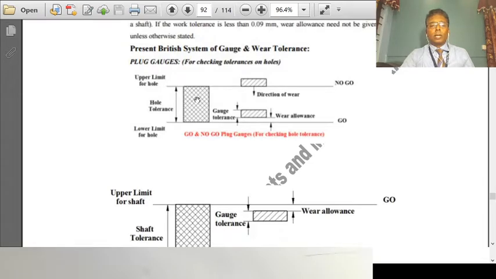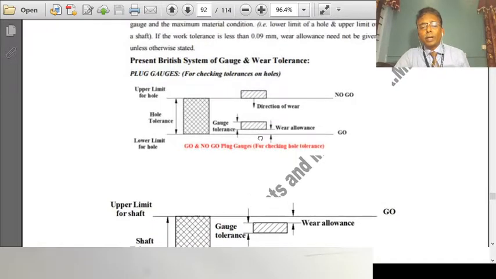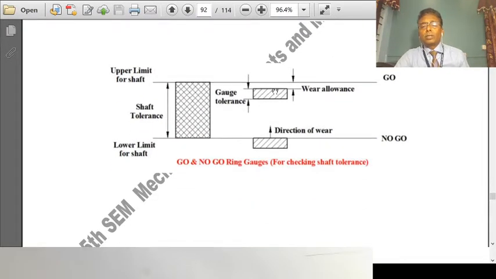Have a look. Here is the hole tolerance. 10% of this is called the gauge tolerance. 10%, this much, is the wear allowance. This is the direction of wear. Repeatedly using this, the hole tends to wear out in this direction. So this is the direction of the wear. Gauge tolerance. This is the wear tolerance for the shaft. Again, the wear is occurring continuously. We need to give the wear tolerance here in the downward direction, and at the lower limit of the shaft, you need to give further.